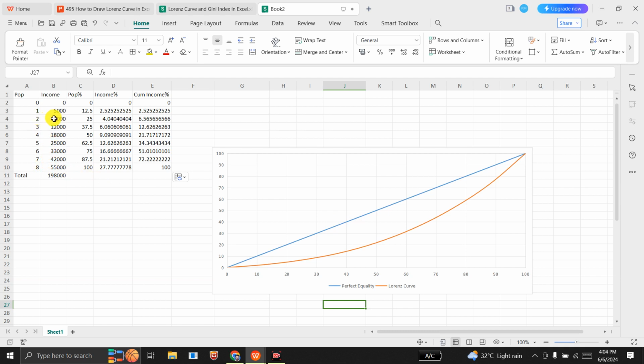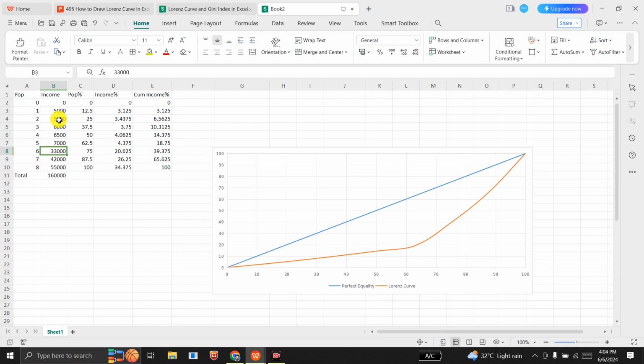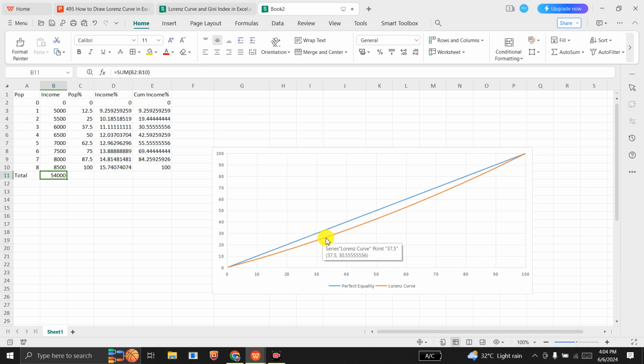Let us suppose now I make some changes in this. Let us suppose this is 500, 5, and this is 6,000. This is 6,500. This is 7,000. This is 7,500, and this is say 800, and this is 8500. So you can see now the Lorenz curve came closer to the line of perfect equality.